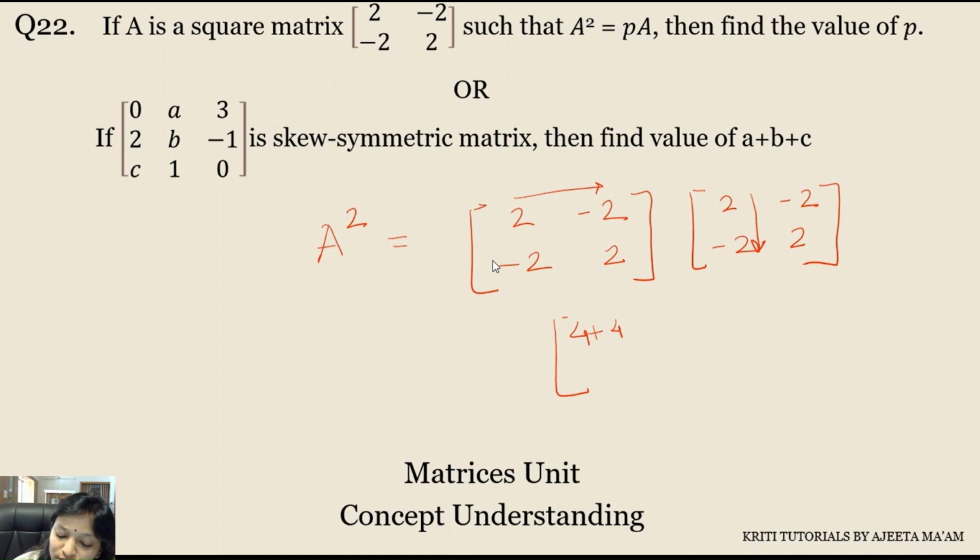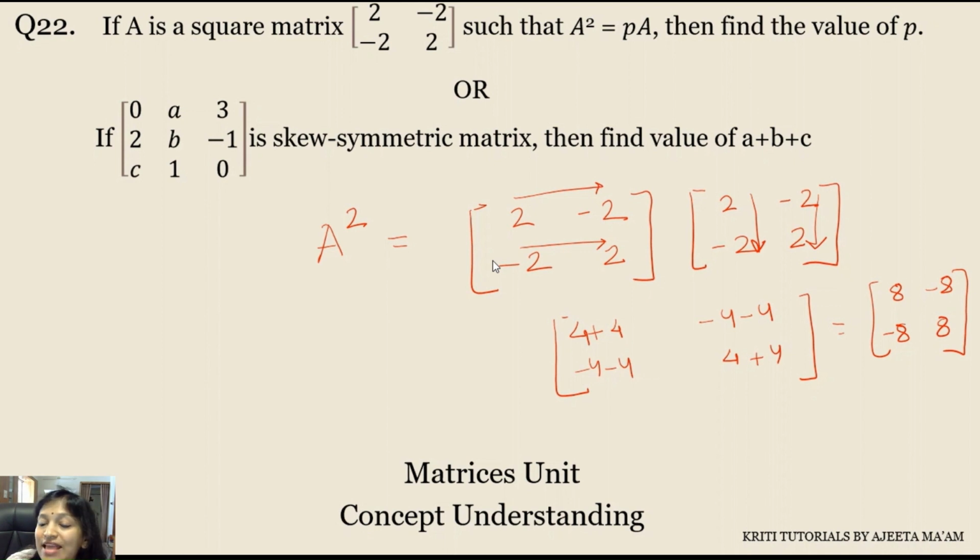Then first row with the second column. So what will you get here? Minus 4, minus 4. Same way, we will be moving on with the second row. Second row with first column. So minus 4, and then you get 4 plus 4. So what will be the answer? 8, minus 8, and 8. Right? So this is A square.